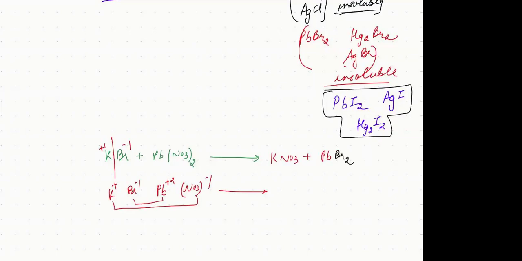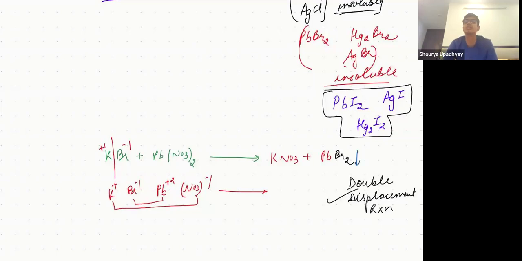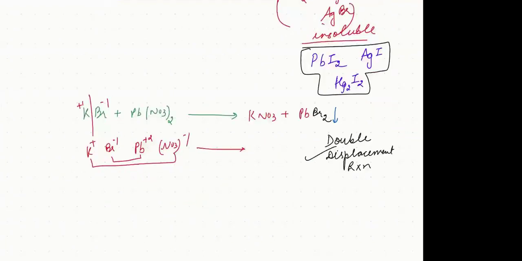And now you tell me whether this is a double displacement reaction. You will say yes, it's a double displacement reaction. But if I ask you to tell me whether it is a precipitation reaction or not, what will you say? Yes, it is a precipitation reaction. Why? Because PbBr2 is a precipitate. Yes, ma'am. Did you understand?